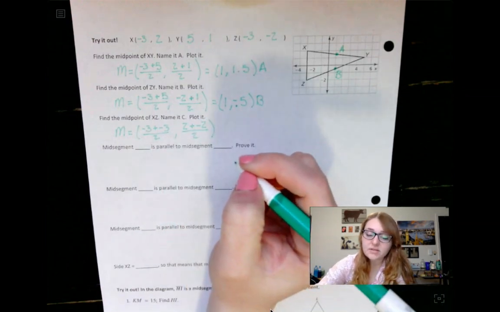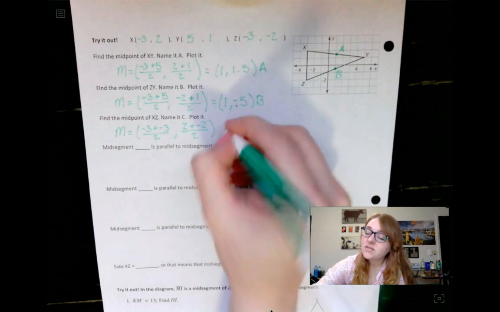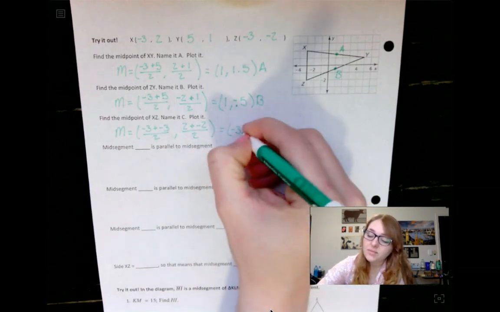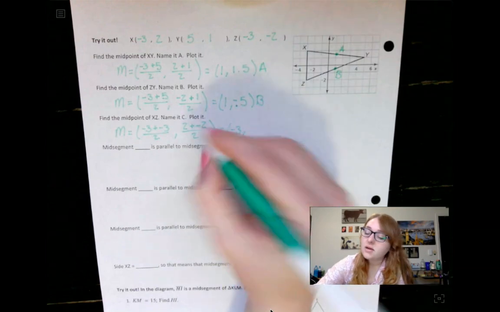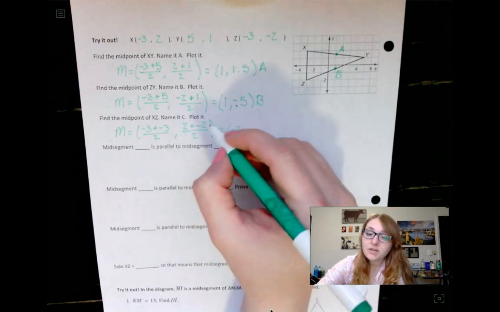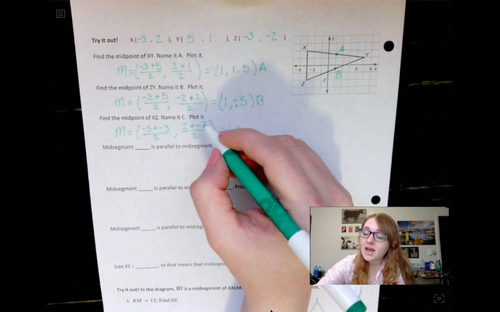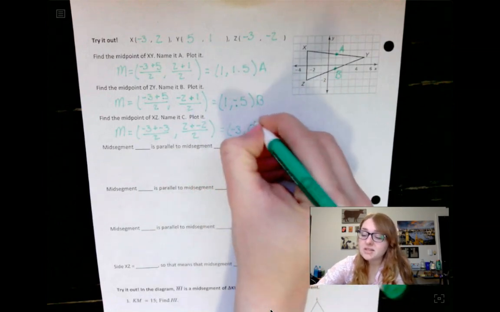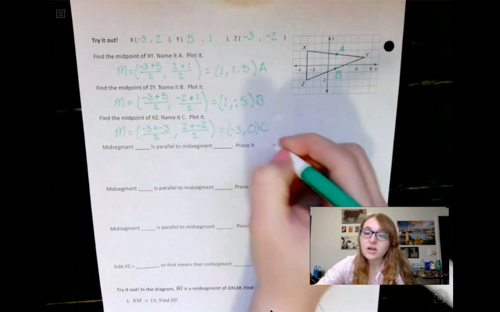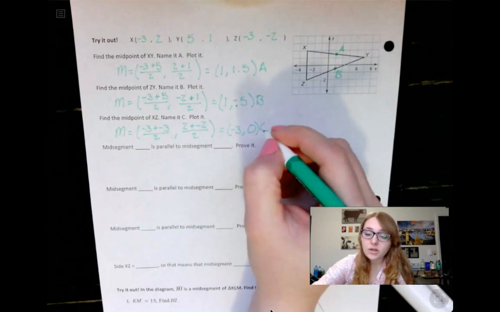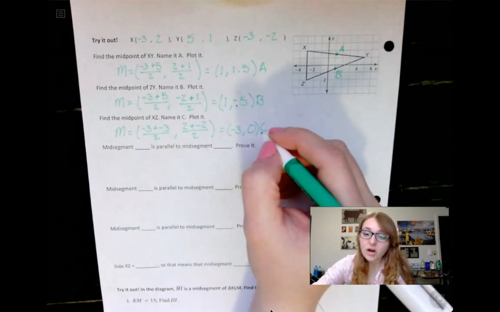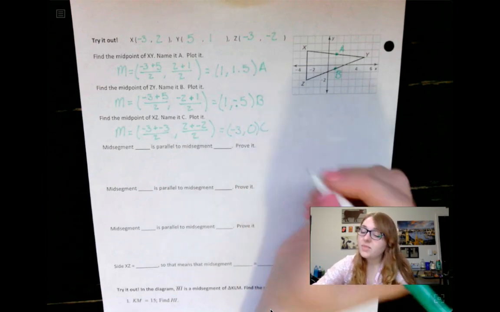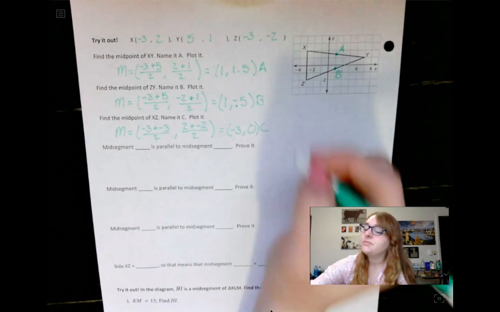-3 plus -3 gives us -6, divided by 2 is going to give us a -3. And then 2 plus a -2, that's going to give us 0. And 0 divided by 2 is still just 0. You can plug that into the calculator to prove that. It's only undefined or an error if 0 is on the bottom of the fraction, not the top. And that's our point C.